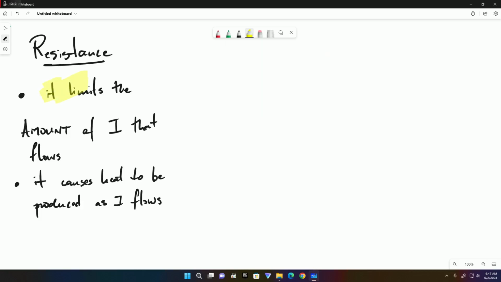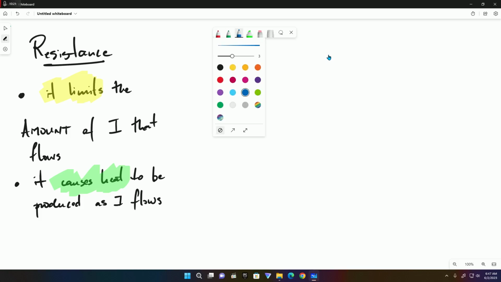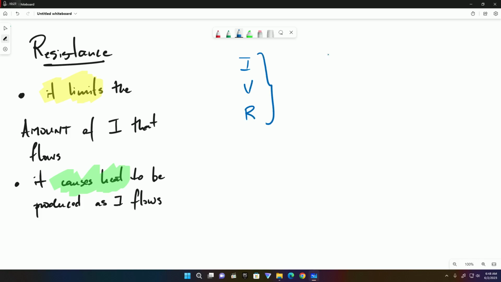So it limits, that's the first thing it does, and it causes heat to be produced. So we have three quantities. We have current, we have voltage, we have resistance. These three are related to each other by something called Ohm's law, O-H-M-'-S law.